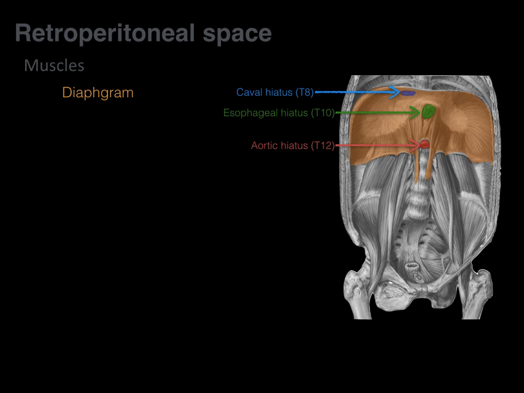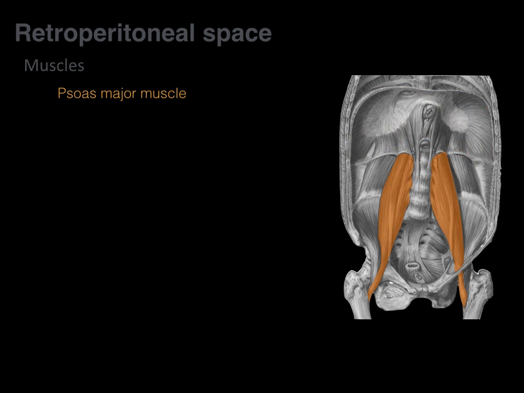And then the caval hiatus at the T8 vertebral level, where the inferior vena cava pierces the diaphragm and almost immediately goes into the right atrium of the heart. There's our diaphragm. It's what separates abdominal and thoracic cavities. Next is our psoas major muscle that arises from the L1 to L5 vertebrae and then inserts on the lesser trochanter of the femur. This is a big hip flexor and vertebral flexor.